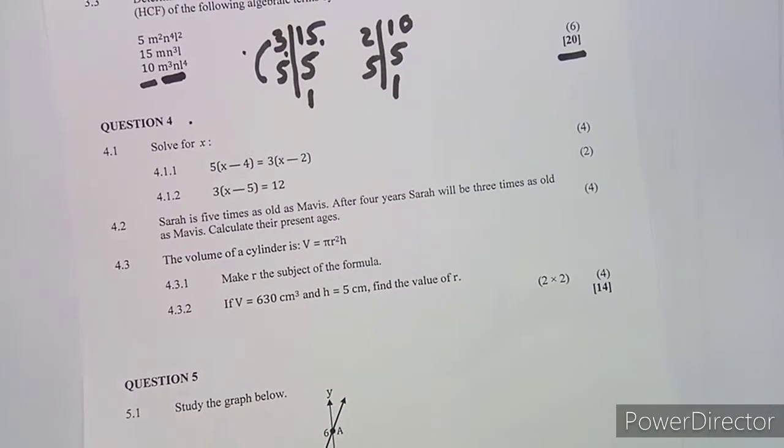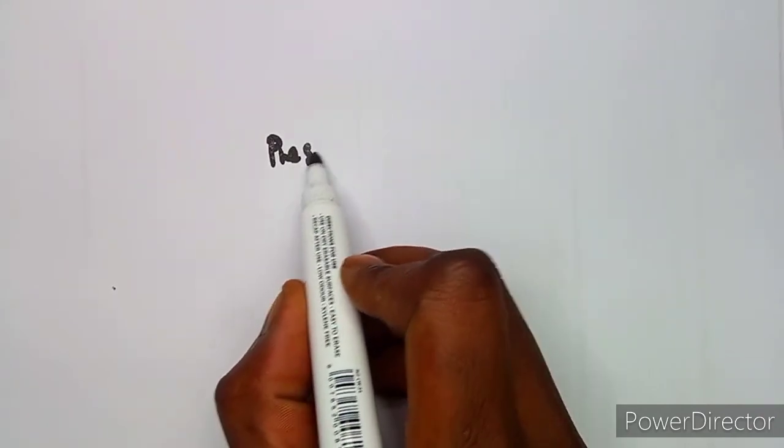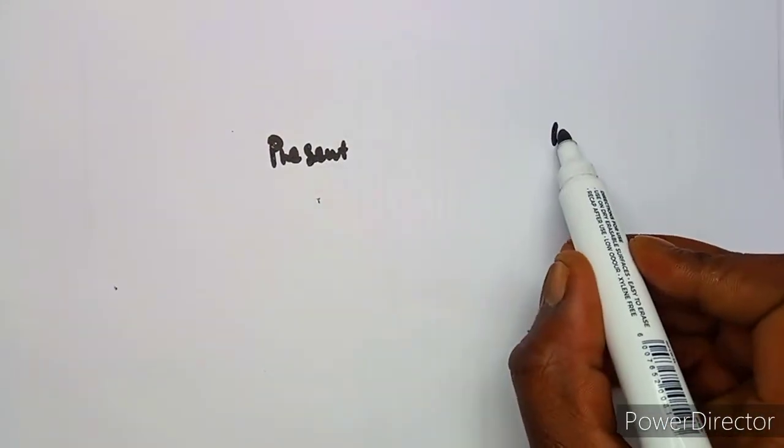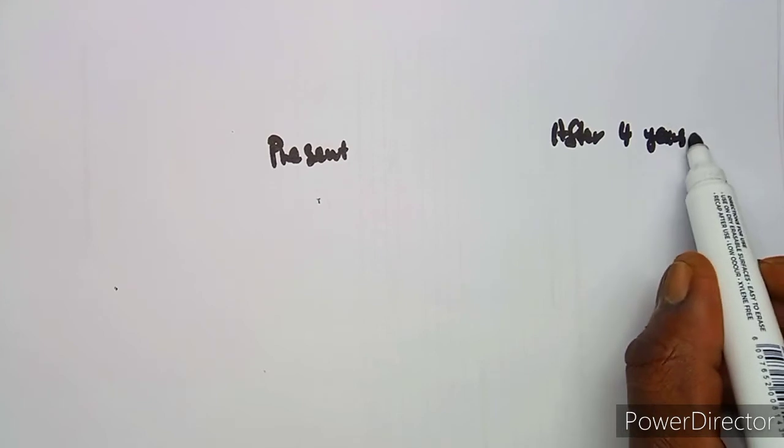All right. So on 4.2, we have a certain question which was actually something else. Let's just try and understand what was happening here. We have got two people, that is, Sarah is 5 times as old as Mavis. After 4 years, Sarah will be 3 times as old as Mavis. Calculate their present ages. All right. This is what is happening. We've got present and later, after 4 years.